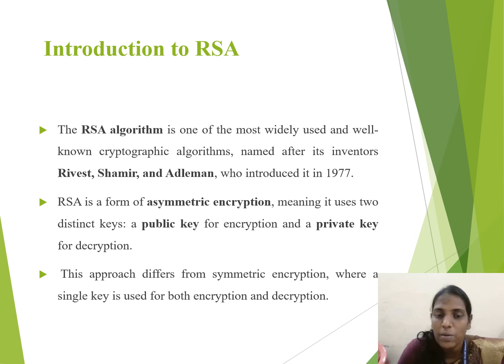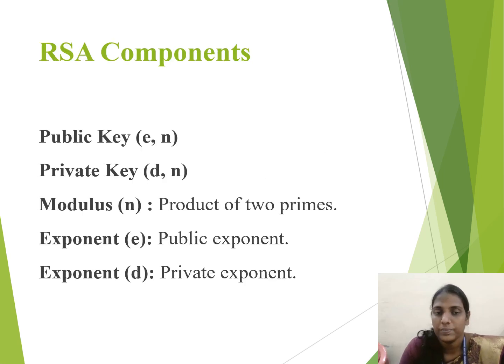So RSA is a form of asymmetric encryption. In this asymmetric encryption algorithm, we are going to use two keys: one is the public key and the other is the private key. That is the main thing we have to keep in mind. This approach is different from symmetric encryption, whereas in symmetric encryption we will not use any other key, only the same key for both encryption and decryption. But here the working principle is different.